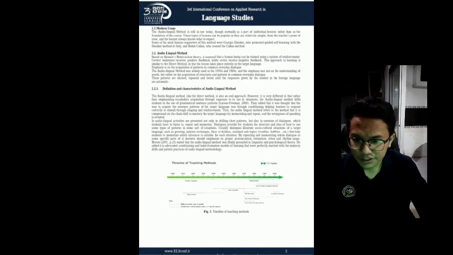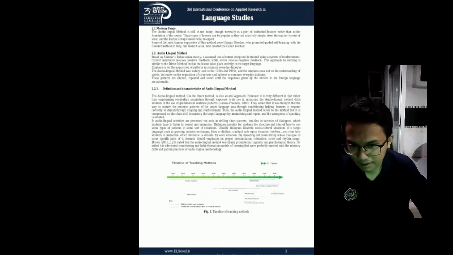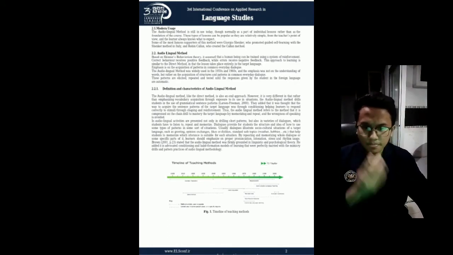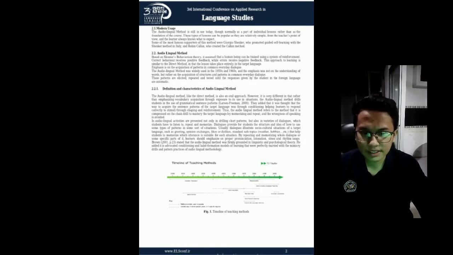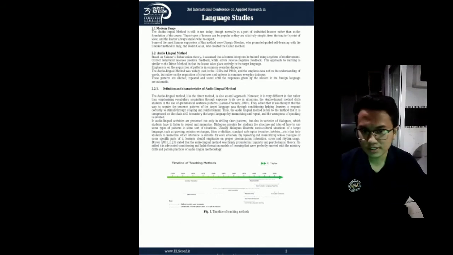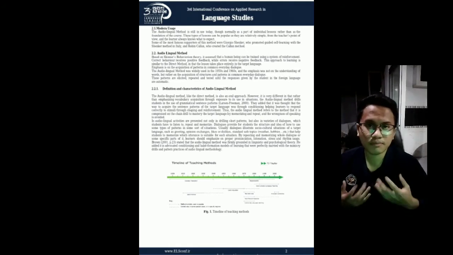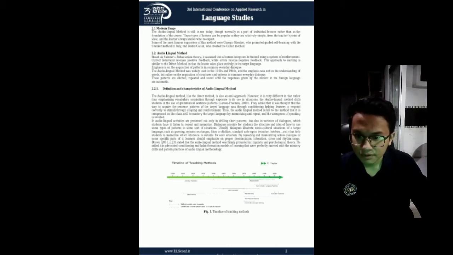2.2.1 Definition and characteristics of the audiolingual method. Okay, this is the most important part here. Let me read it. The audiolingual method, like the direct method, is also an oral approach. Oh, I get it. That's why it's called an oral approach, because it comes from the mouth, from what you say. However, it is very different in that rather than emphasizing vocabulary acquisition through exposure to its use in situations, the audiolingual method drills students. Okay, drills here is to improve your skills in a spoken way, just reminding students in the use of grammatical sentence patterns.